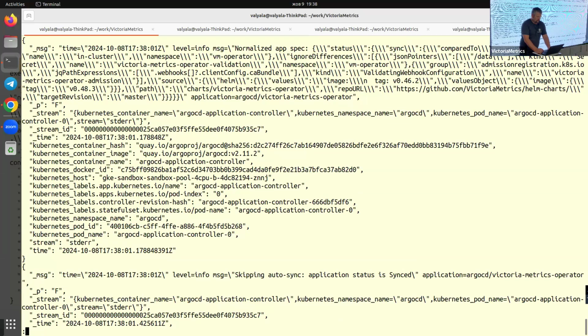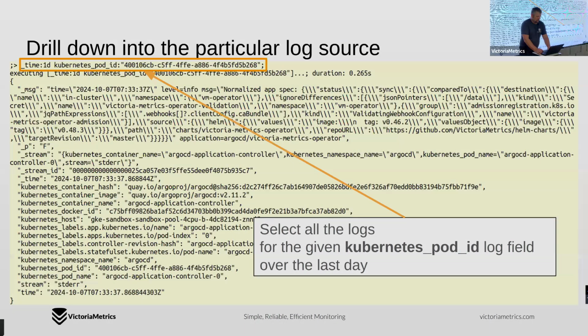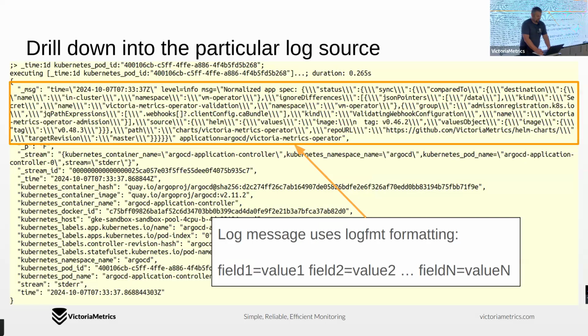So if we look at these query results, we can see that the message field here contains some garbage, but it's not garbage, it's logfmt formatted message, which just contains field name, equal sign, value, and these field names and equal values are separated by white space.